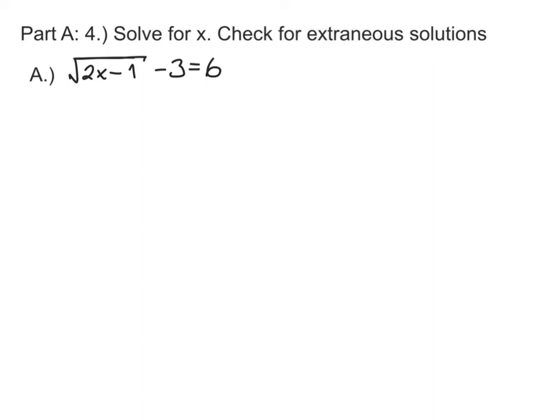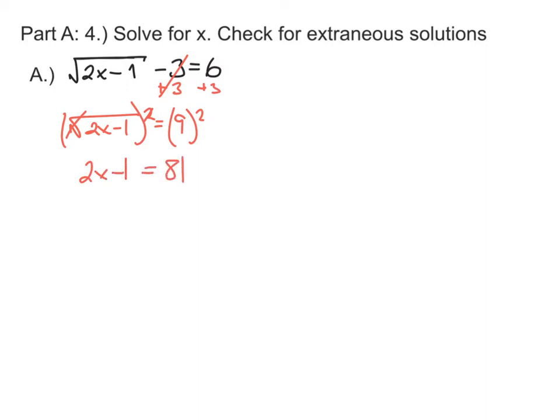When solving radical equations, the first thing we need to do is get the root alone. So I'm going to add 3 to both sides. That'll leave me with square root 2x minus 1 equals 9. Now, to get rid of a square root, we're going to use a second power. Square root and squaring cancel. We're left with 2x minus 1 is equal to 81.